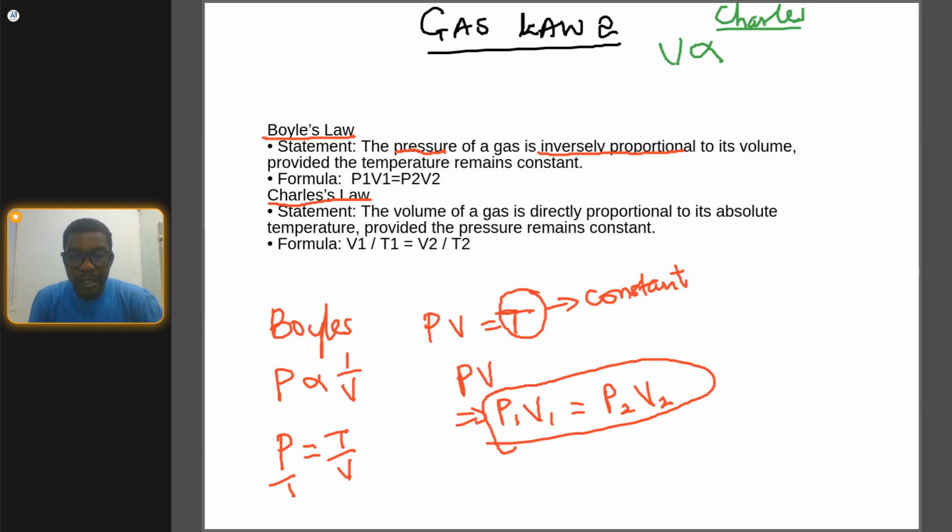So volume is directly proportional to temperature, provided that the pressure remains constant. Underline the words, the pressure remains constant.